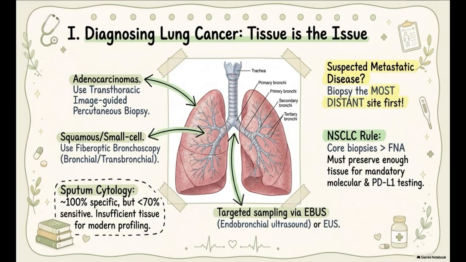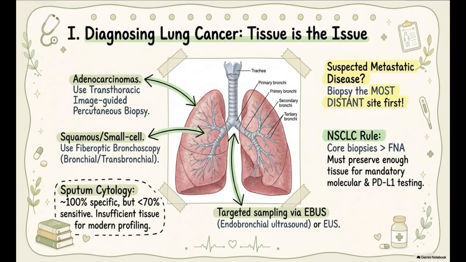We need different biopsy techniques for different tumor locations. For adenocarcinomas, lesions are often peripheral, so you will use a transthoracic image-guided percutaneous biopsy. Central squamous or small cell diseases are different. They require fiber optic bronchoscopy. This includes bronchial or transbronchial approaches. If you need targeted sampling of lymph nodes, you perform endobronchial ultrasound.